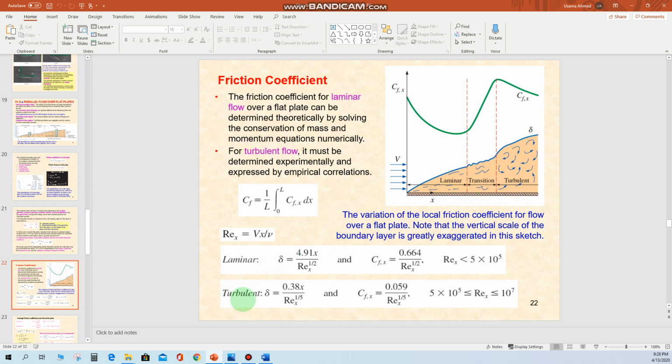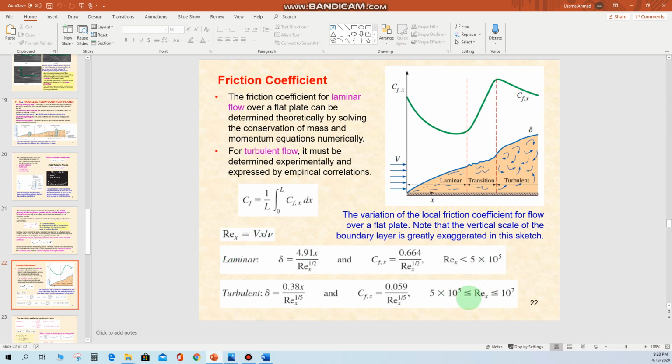Now if we want to calculate the boundary layer thickness in the turbulent flow region, the equation is 0.38 x divided by Reynolds number raised to the power 1 by 5. And the local friction coefficient for the turbulent flow is equal to 0.059 divided by Reynolds number raised to power 1 by 5. So what you have to do here is simply calculate the value for the Reynolds number.